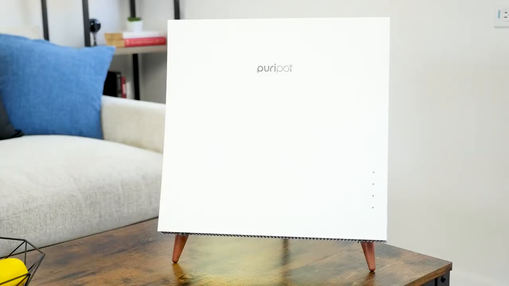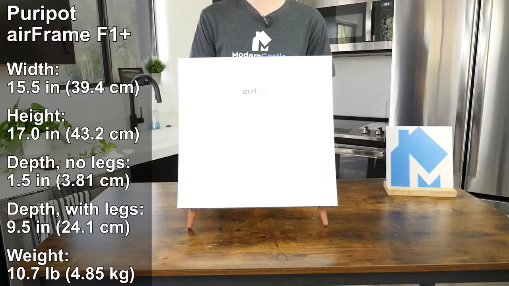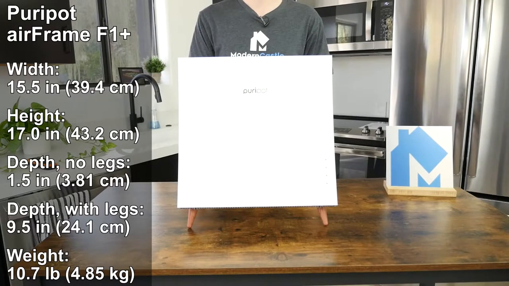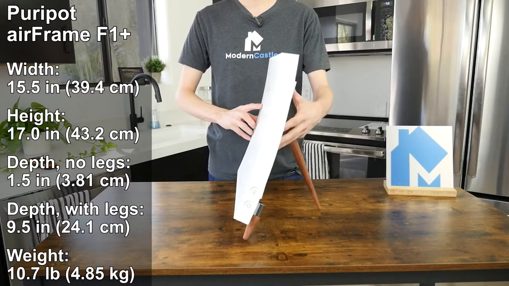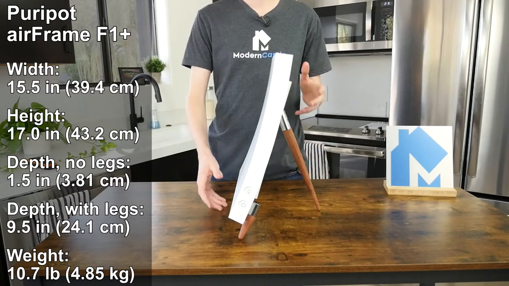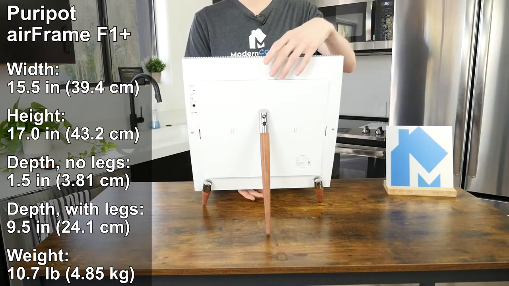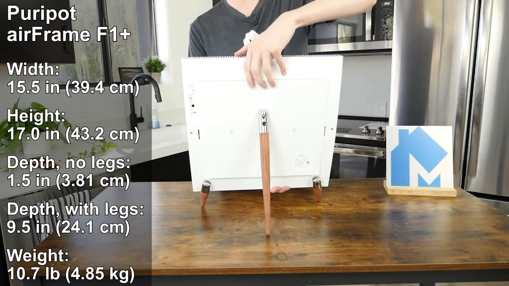The size and shape of the Puripot air purifier is a bit unique. It's shaped like a picture frame. It's 15.5 inches wide and 17 inches tall. When mounted on a wall, it's 1.5 inches deep. With the legs attached, it's 9.5 inches deep and it weighs 10.7 pounds.